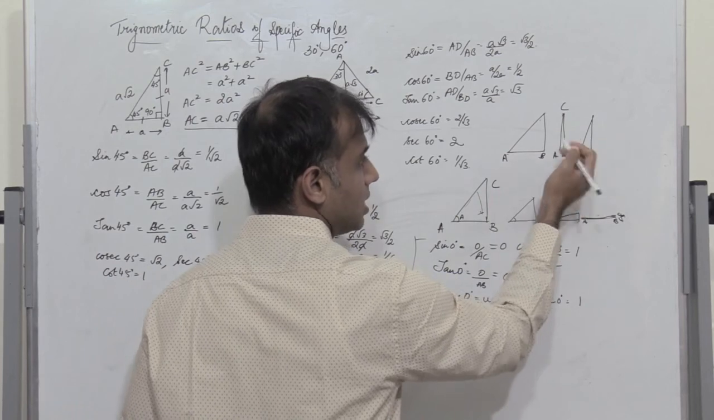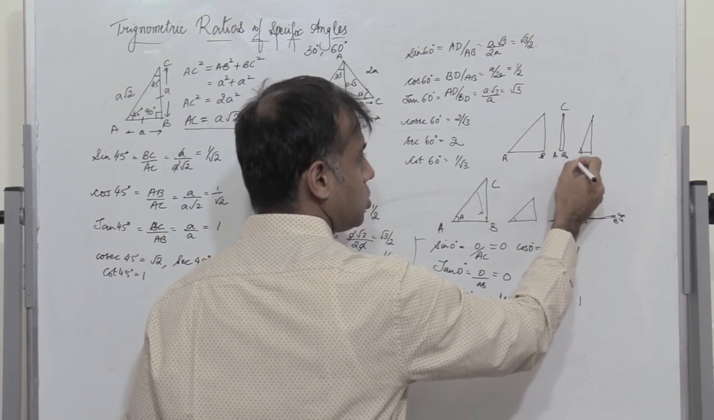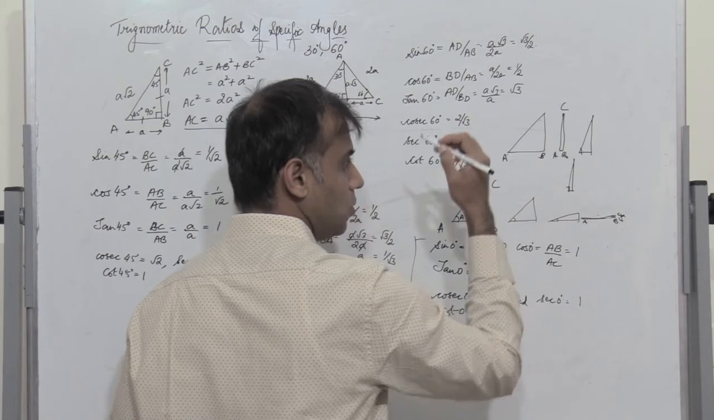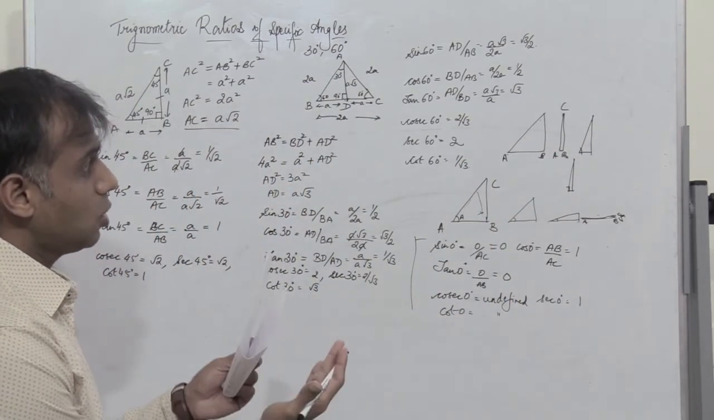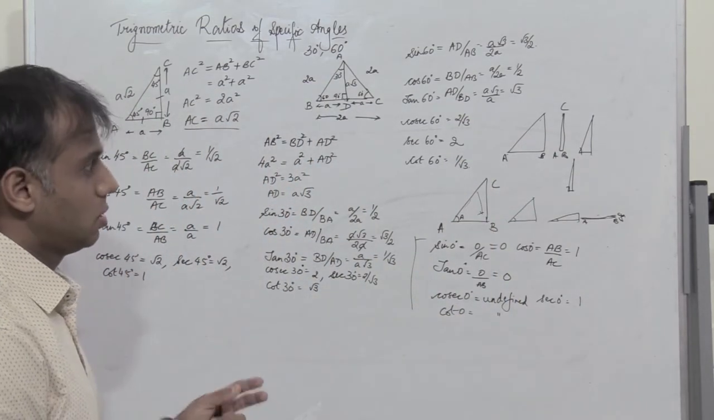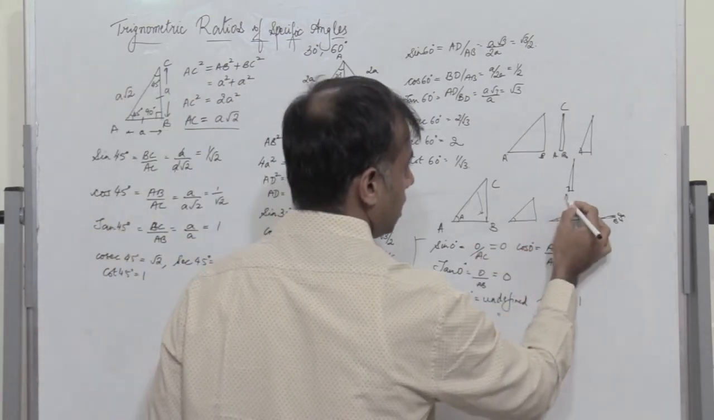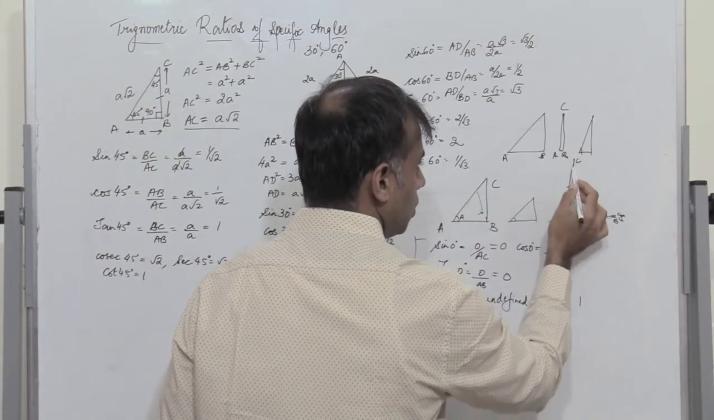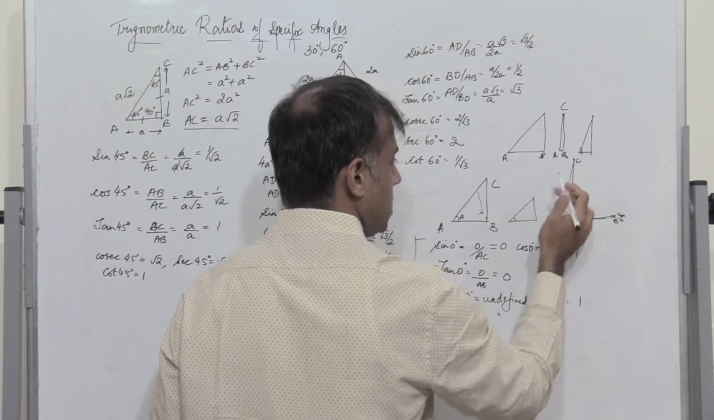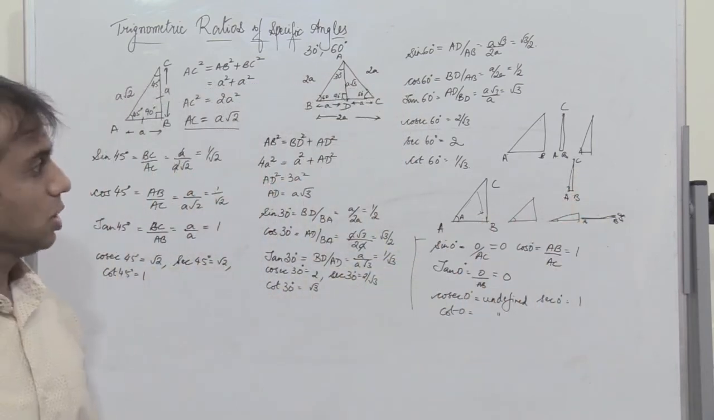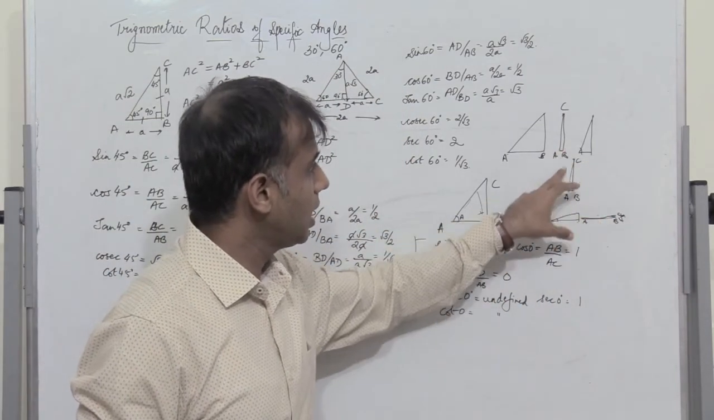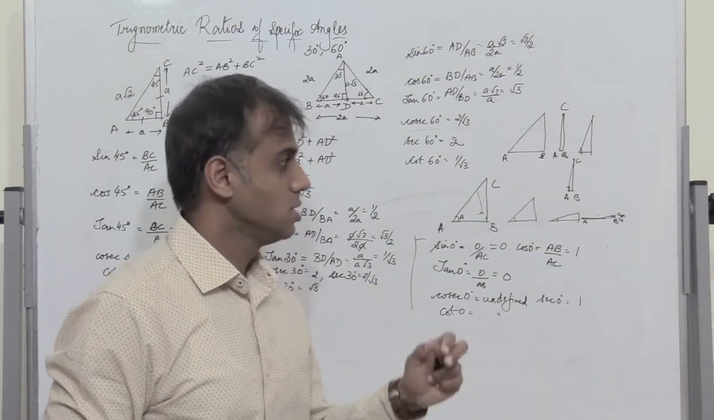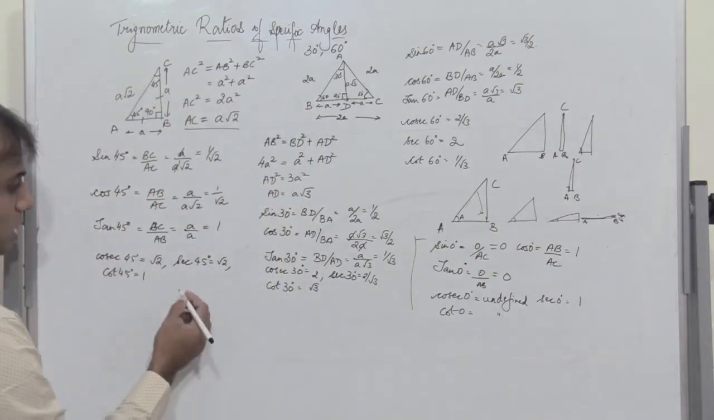So the angle A is increasing. When these two become very close, A is almost 90 degrees. So when A is almost 90 degrees, what happens? I have A, B and C. So AC and BC coincide with each other. Therefore the opposite side as well as the hypotenuse become 1. So in that case, let's see what happens.